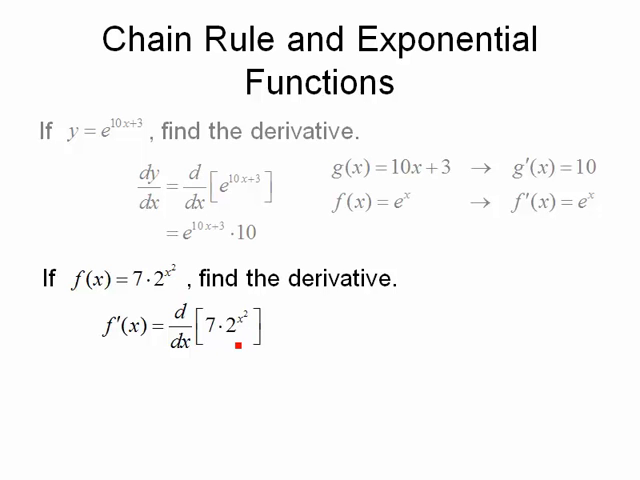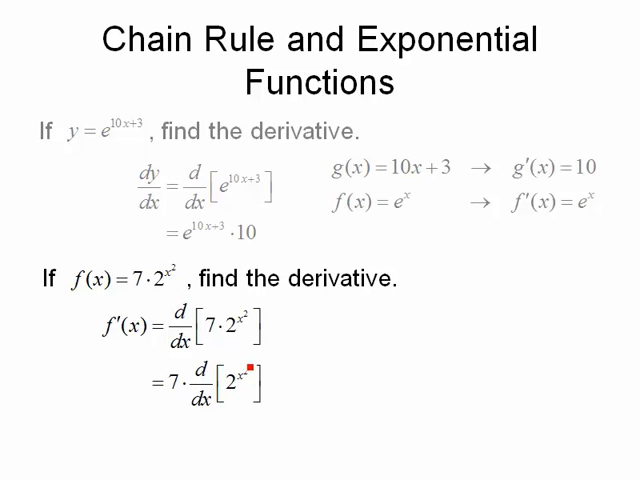When you first look at this, you might think that you need to use a product rule because you see multiplication in here. But remember, this 7 is a constant, and constants can come right through the derivative when they're mixed with other things. So I'm going to rewrite this as 7 times the derivative of 2 to the x squared. Now I can go ahead and use my chain rule.